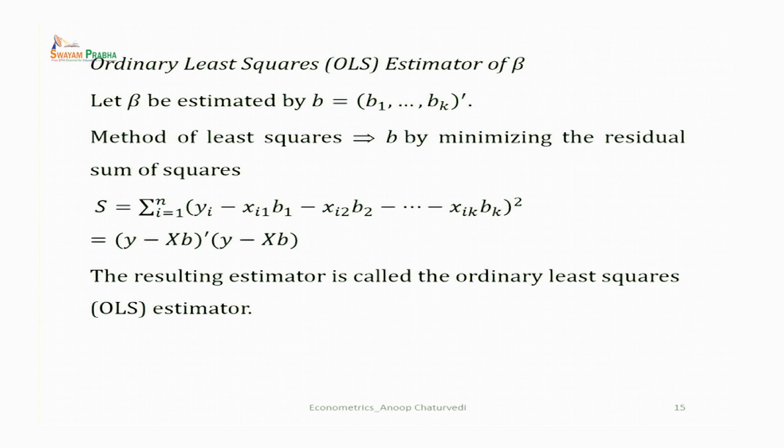Now, we derive the ordinary least squares estimator of beta, and suppose we denote the estimator of beta by b. b is a k cross 1 vector with elements b1, b2, up to bk. In the method of least squares, we obtain b by minimizing the residual sum of squares S equal to summation i equal to 1 to n of yi minus xi1 b1 minus xi2 b2, and so on, minus xik bk, whole square.